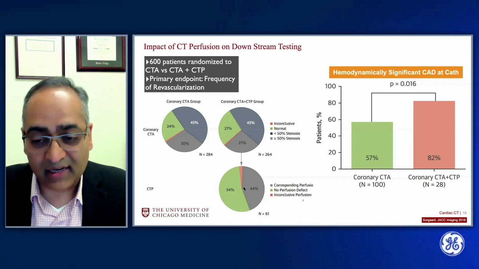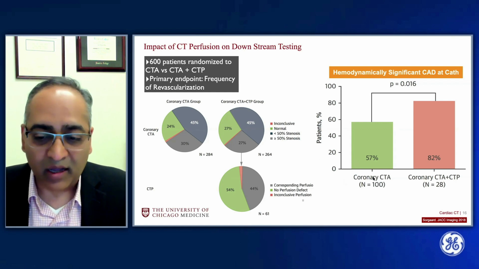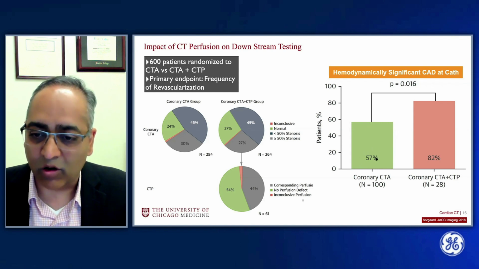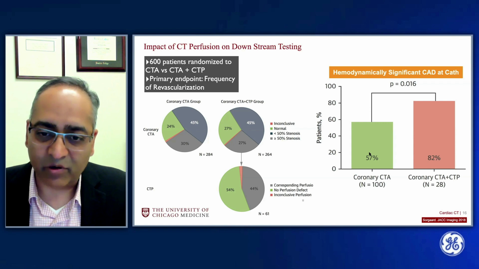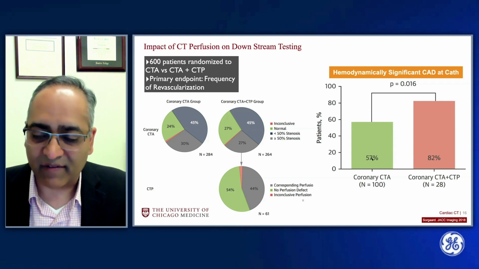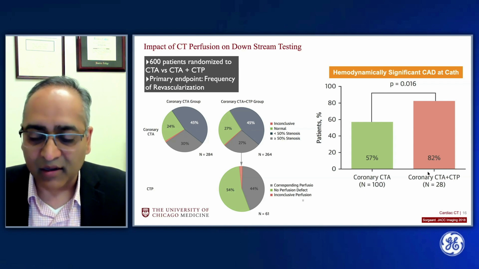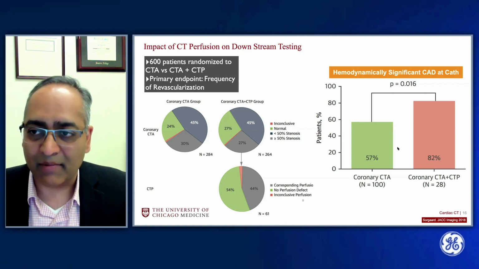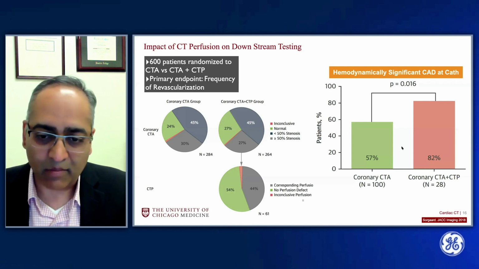And what this translated into is that in the coronary CTA arm, approximately 100 patients ultimately ended up getting an invasive coronary angiogram, and 57% of them were found to have a hemodynamically significant cath. On the other hand, in those patients in the CT perfusion arm, only 28% made it to the cath lab, and 82% of those patients who made it to the cath lab had hemodynamically significant coronary disease. And so this really highlights how we can reduce the number of patients needing an invasive coronary angiogram.